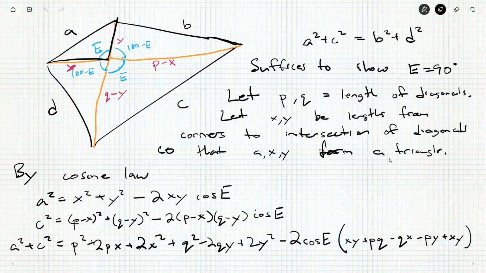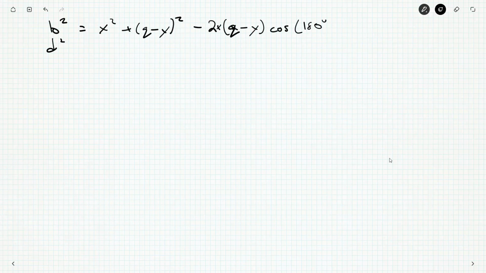I should get a similar sort of expression for b squared and d squared and add them up, and I suspect a lot of things are going to cancel. That's what I'm hoping for, at least. So b squared is (p minus x) squared plus (q minus y) squared minus 2(p minus x)(q minus y) cos of 180 degrees minus e. But that can become plus cos e.